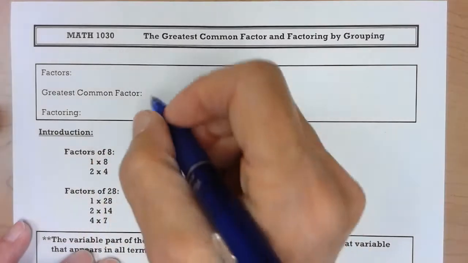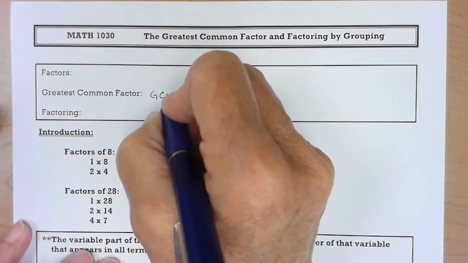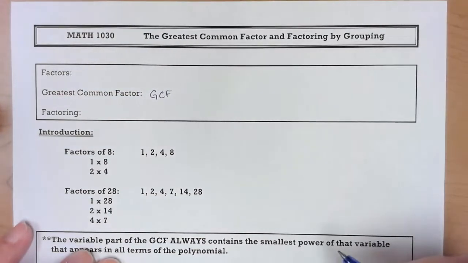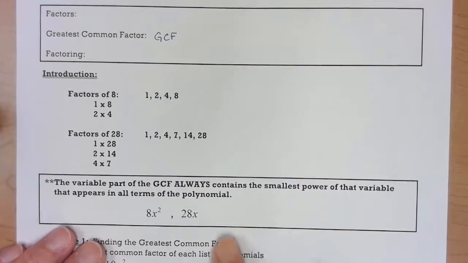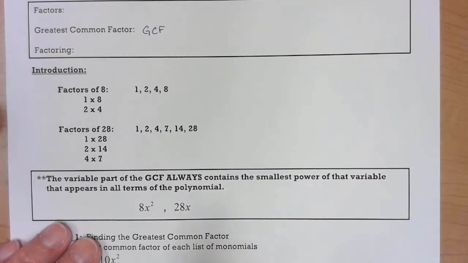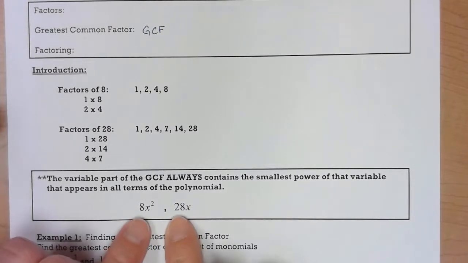Now the greatest common factor, we also call this GCF, short. That is an expression of the highest degree that will divide each term of a polynomial. So let me go on down just a little bit. The variable part, referring to the x's here, always contains the smallest power of that variable that appears in all terms of the polynomial. So if I was looking first at the coefficients, I've got to find the largest number that will go into both of these.